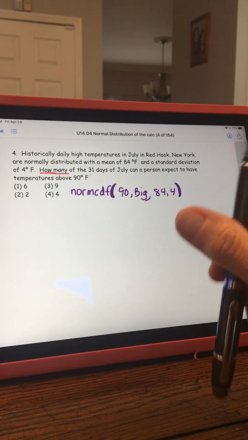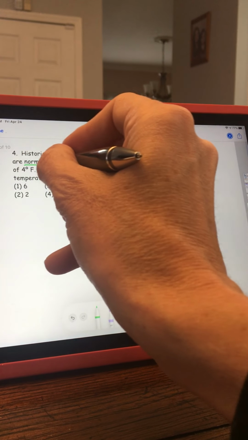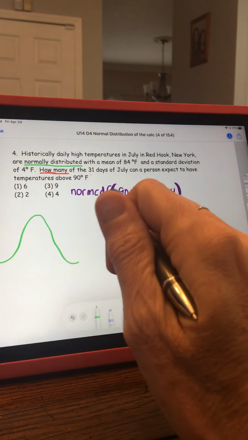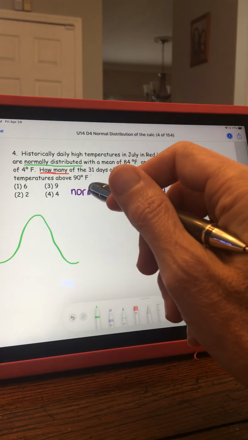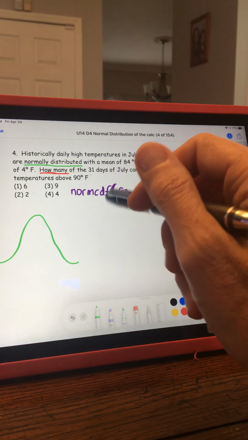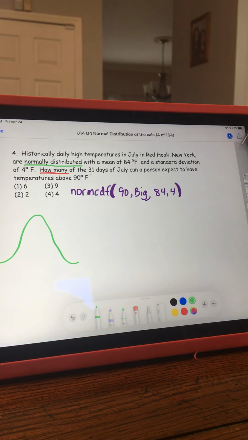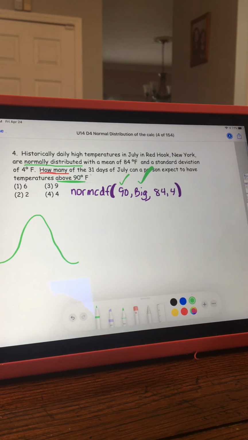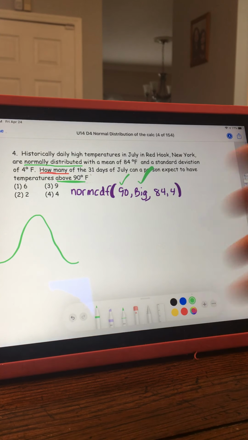Historically, daily temperatures in July in Red Hook, New York are normally distributed. Again, as soon as you see that, normally distributed, it's the bell curve, and you know we can use norm CDF. They give me the mean, they give me the standard deviation, and it says how many of the 31 days of July can be expected to have temperatures of above 90. So above 90. That's why you're going to do 90 and then a big number, because you're going bigger than 90. Again, plug that into the calculator. I don't think you need to watch me do it again now. Well, maybe I'll do it with you one more time.